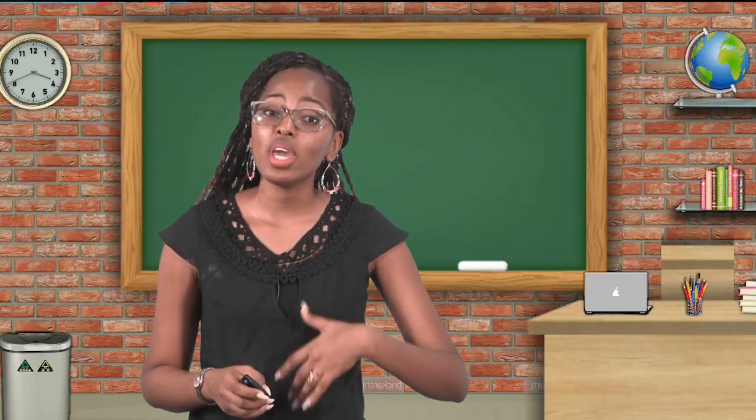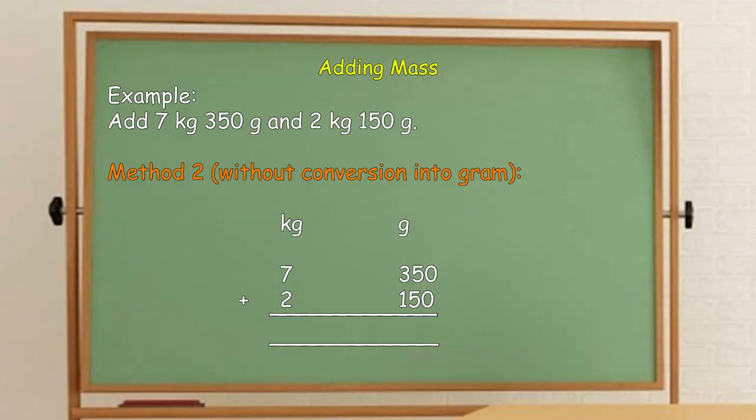There's also another method of doing this. This one does not involve conversion. We simply set our addends as they are, dividing them into kilograms and grams. So looking at the same problem, we're going to work. We have one column that is set for kilograms and another column that is set for grams. So we set them up and we begin to add. We're adding from the right, moving to the left. Okay, so here we go.